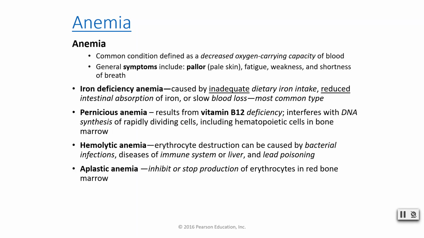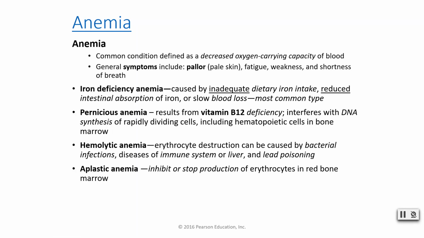We can either supplement our iron intake, and that's probably the easiest way. Slow blood loss typically refers to menstruation in females, and so typically it's a little harder to just stop that, so we do supplement with iron pills instead.